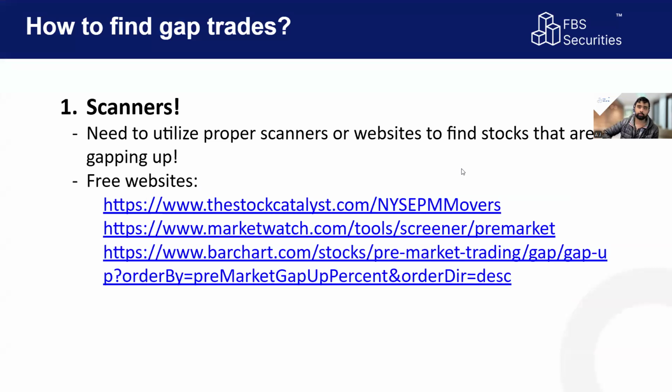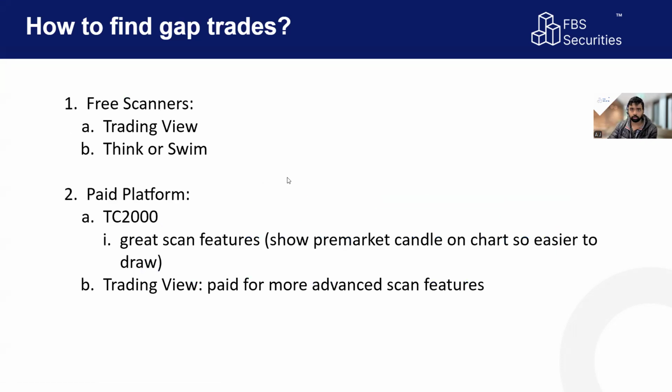So how do you find these gap trades? The best way to utilize it is to have proper scanners. There's some free websites that I have listed. I'll post those in the description as well. With some of these websites, you can see the pre-market gaps, and you're at least able to see what stocks. Then you have to go in and manually draw some trend lines and stuff like that. But a lot of the work happens in the pre-market area.